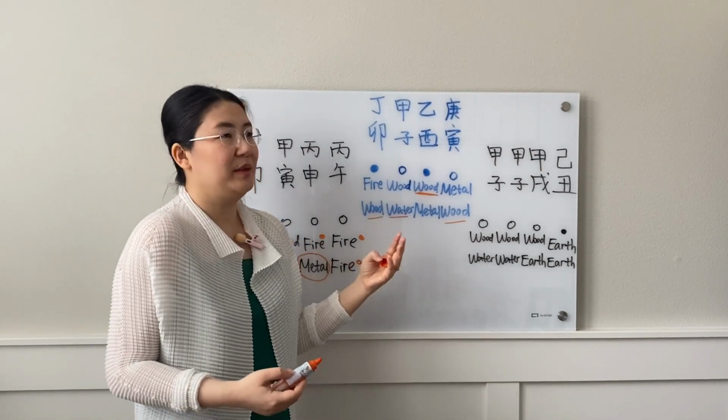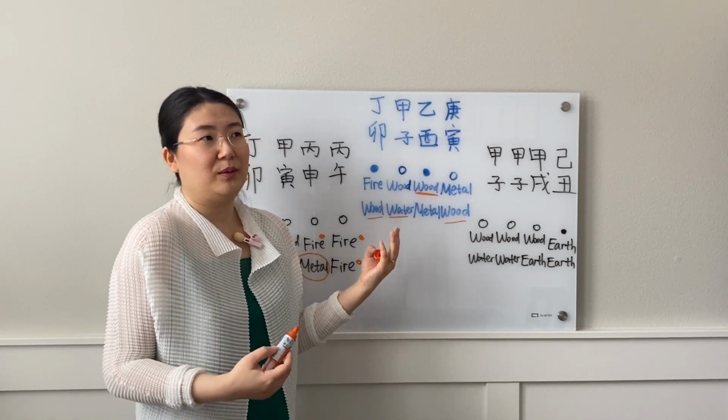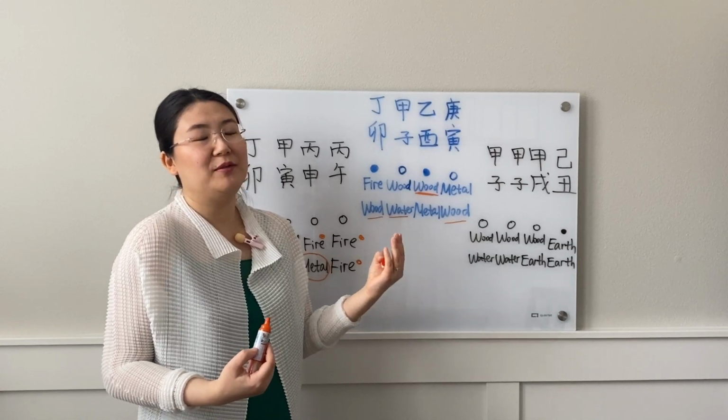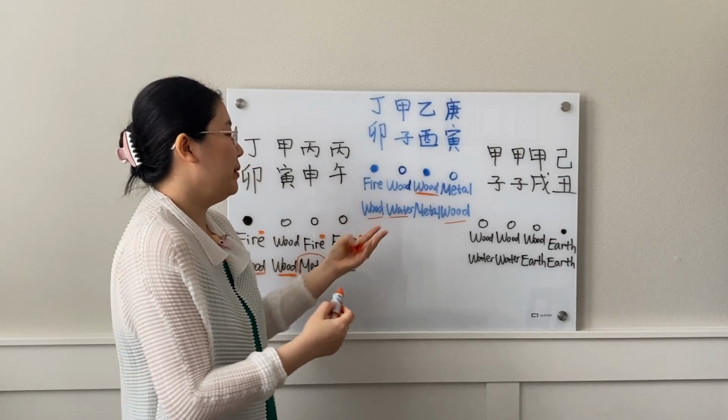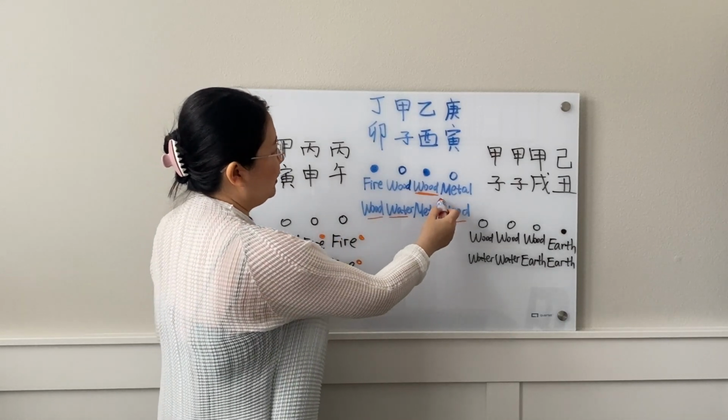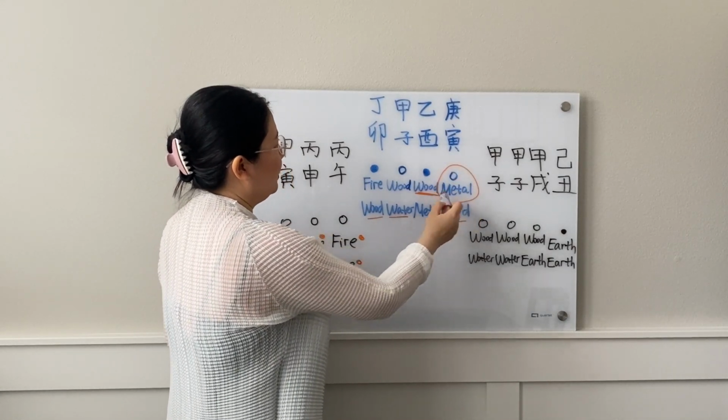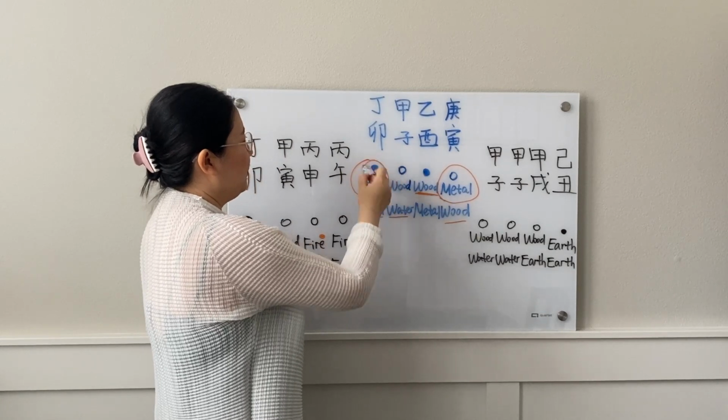So as I mentioned in the prior video, you want that sharpened blade. So yin fire and yang metal working together to trim my tree. And look at this chart. It has this yang metal here and yin fire here.